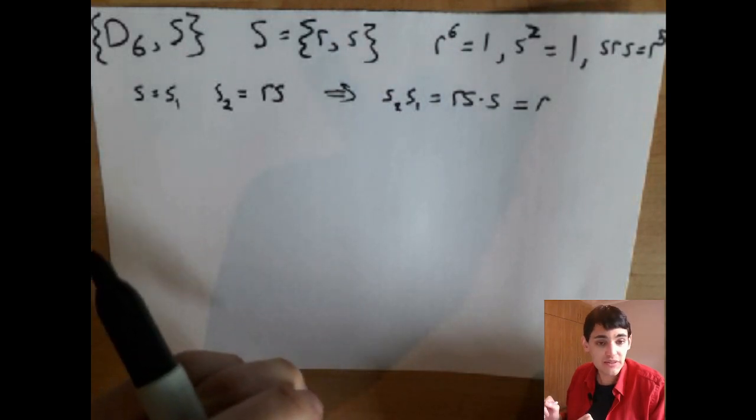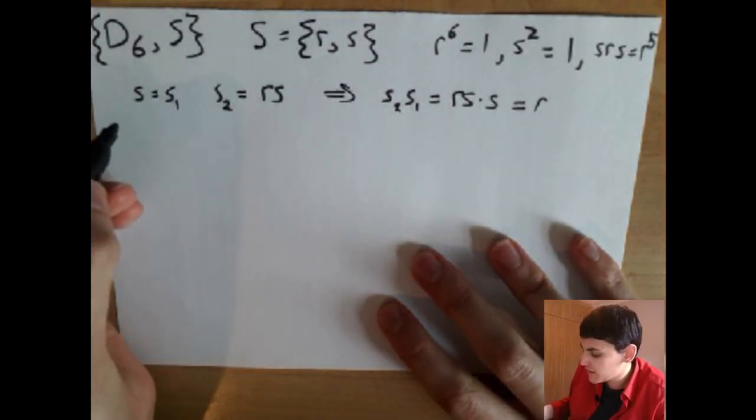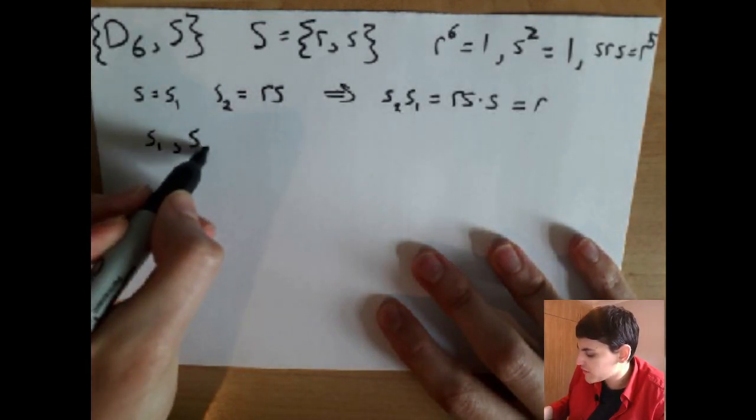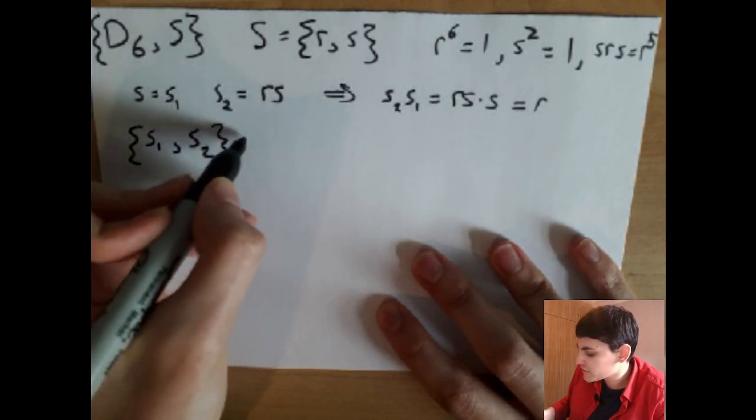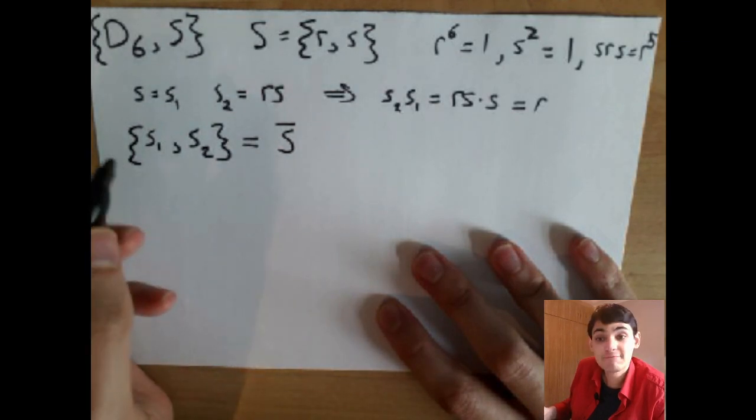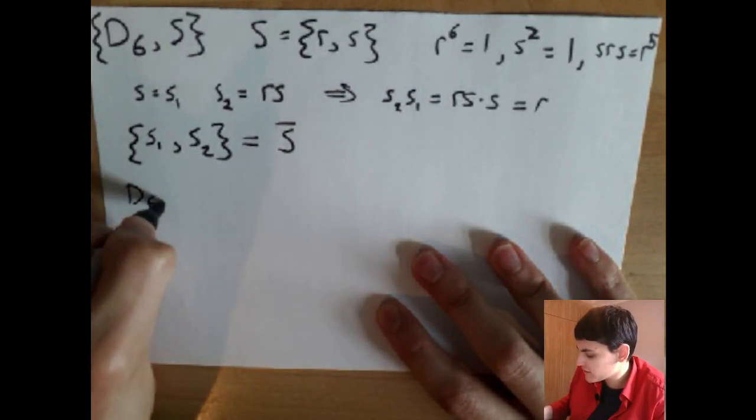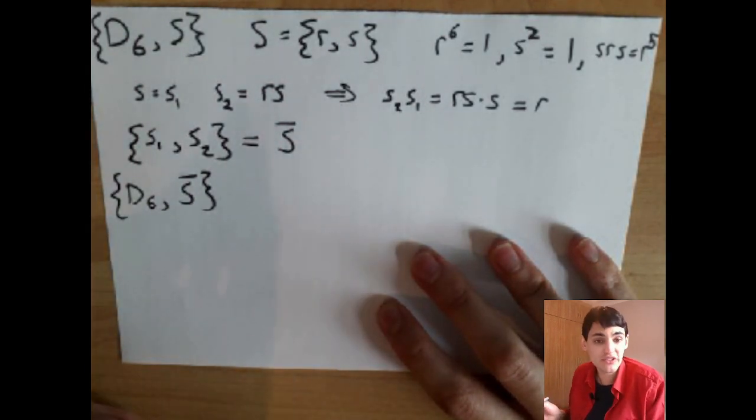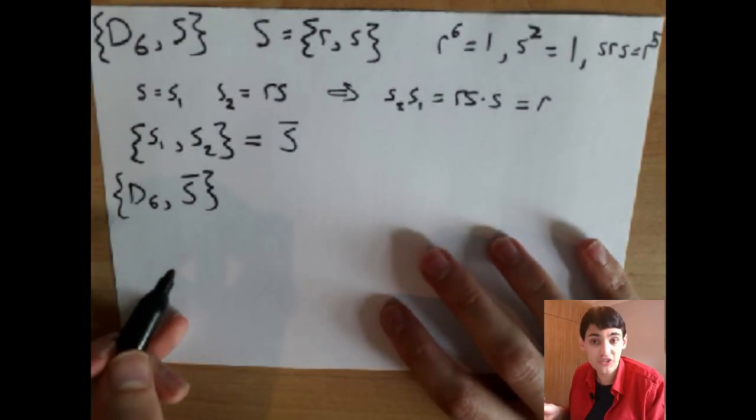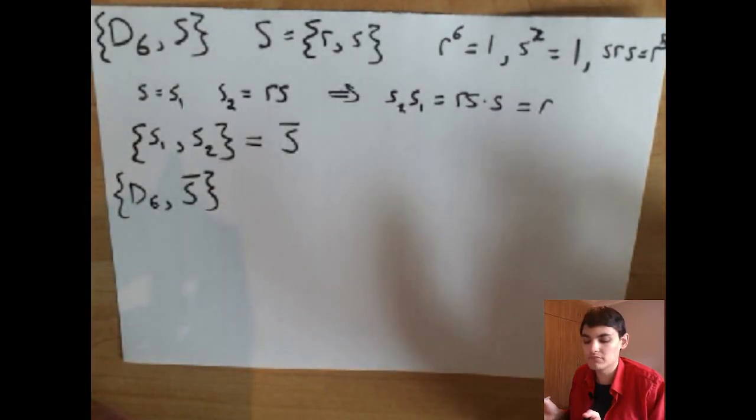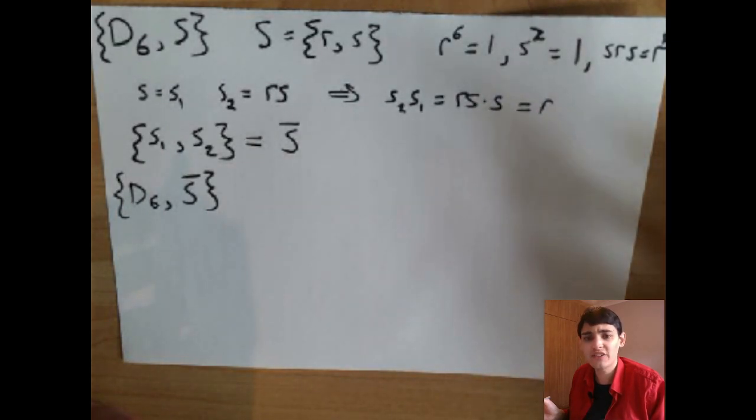Now let's rename the set s1 and s2. We've got a new generating set, and we'll call that S bar. So D6 with S bar is indeed a Coxeter system. It's got rank 2. The rank just refers to how many generators make up the generating set.